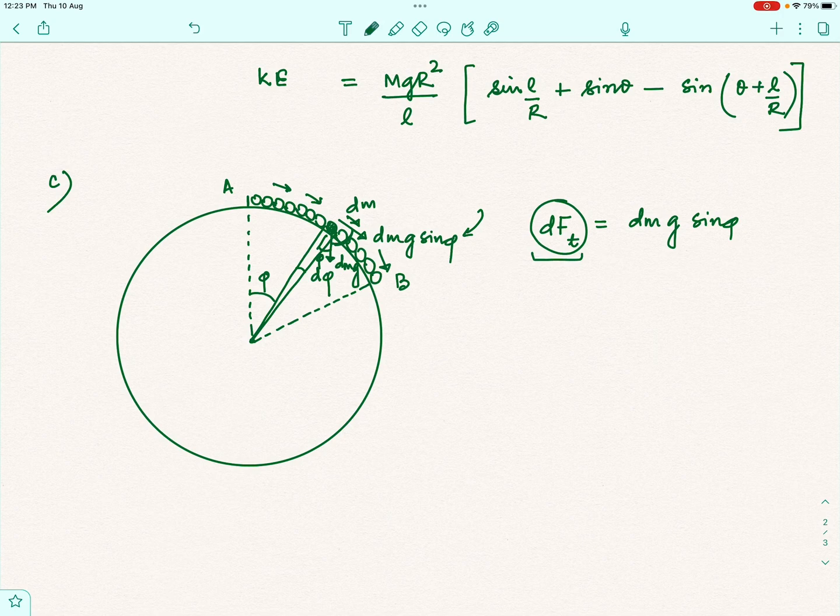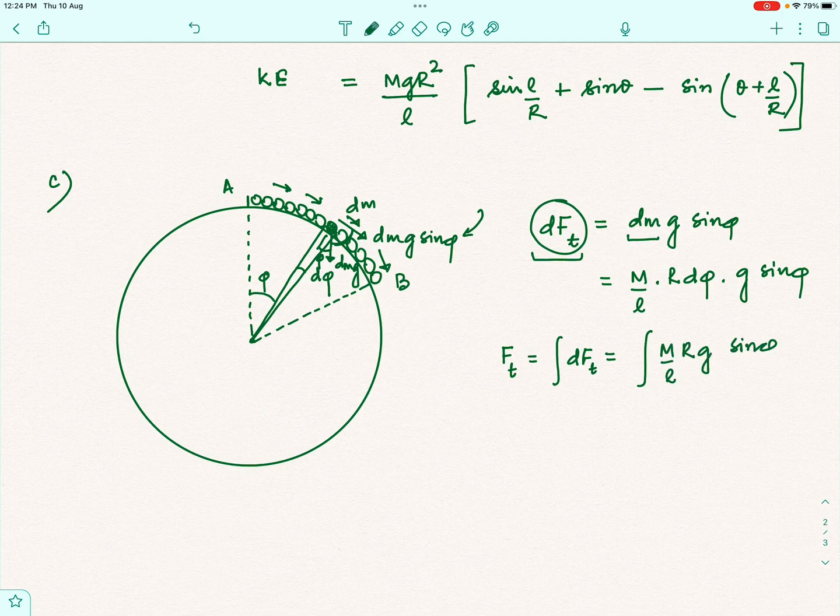So, now what we need to do just is substitute the values. dm we already know how to find out its value, it is m by L into r d phi, then into g sine phi, that is it. So, all we need to do now is to find out the total tangential force Ft. We need to integrate the small tangential forces everywhere, which will be nothing but integral of m by L r g into sine phi d phi. This is what we are getting, and the limits of integration, once again the phi value will take a 0 value at the point A and a value of L by R at the point B. So, the limits of integration will be from 0 to L by R.